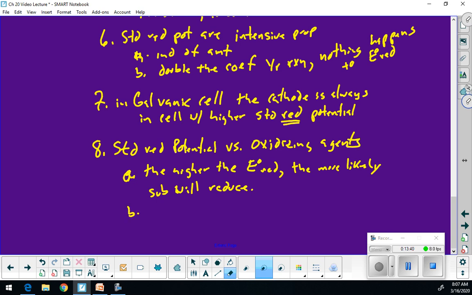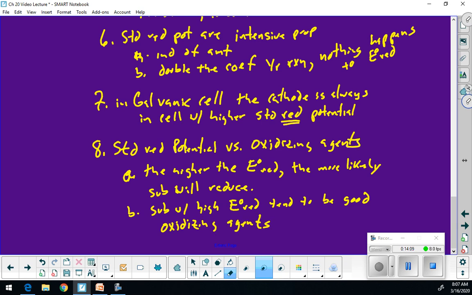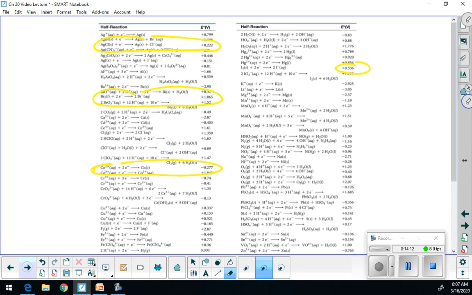By the way, that is an A. That's a funky A, not a 9. So substances with high standard reduction potentials tend to be good oxidizing agents. Great. Cool. So, remember, I gave you a list of some oxidizing agents.